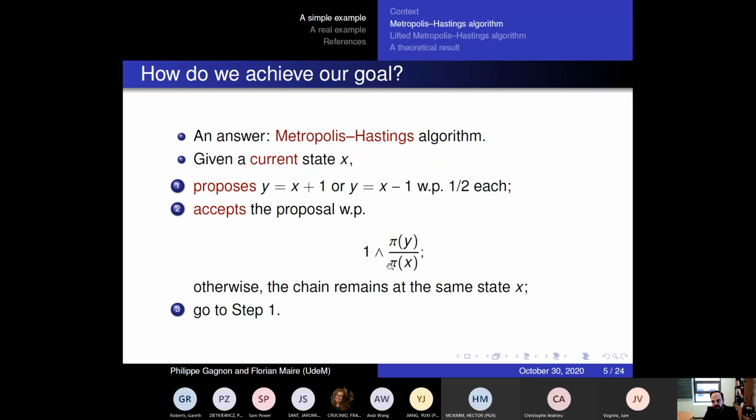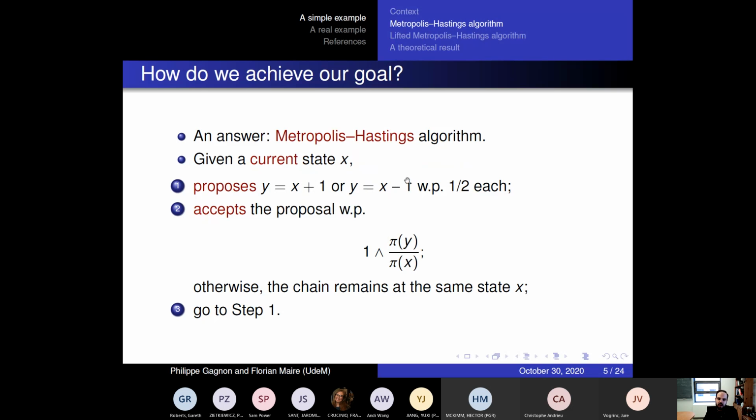So this acceptance probability makes the Markov chain pi-reversible. Okay, you probably know this condition. It's a local condition that ensures that the detailed balance condition is satisfied. So in this case, we know that pi is an invariant distribution.